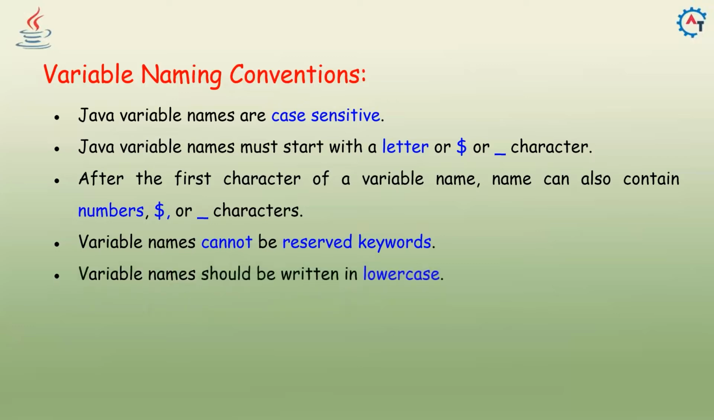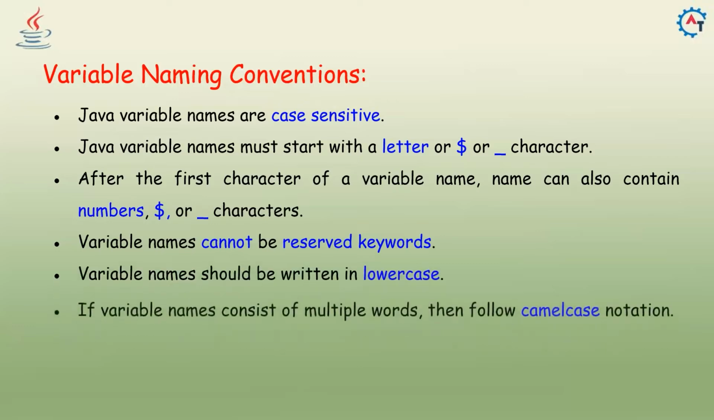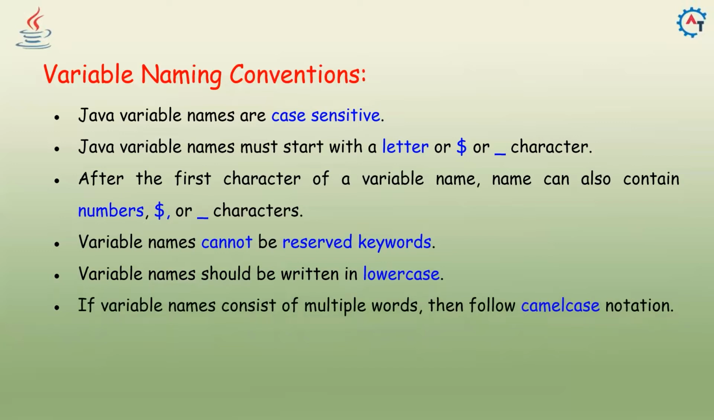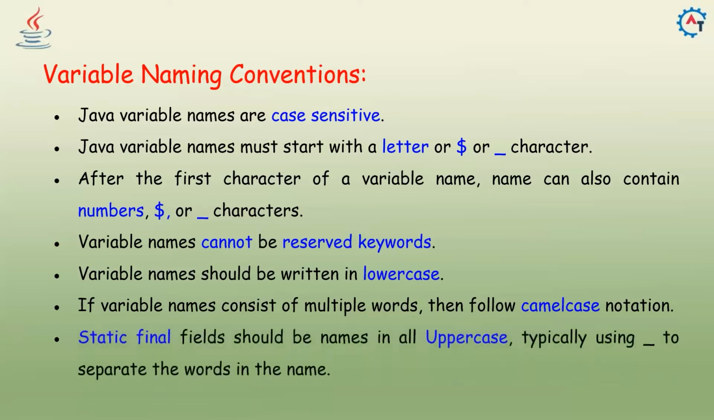Variable names should be written in lowercase. If a variable name consists of multiple words, then follow camel case. If it is student, s should be small, student. But if you have multiple words, student name, the name will start with a capital letter. That we already saw. Static final fields should be named in all uppercase, typically using underscore to separate the words in the name. If you use static final, you will use uppercase. Everything that we have seen are constants. The same way you'll use static final for these constants.